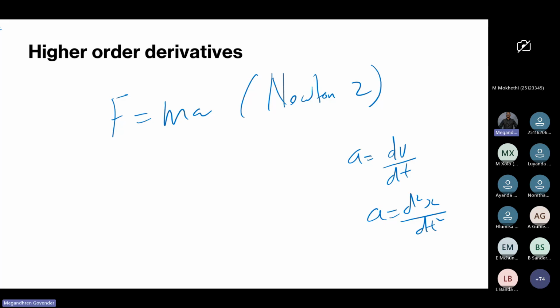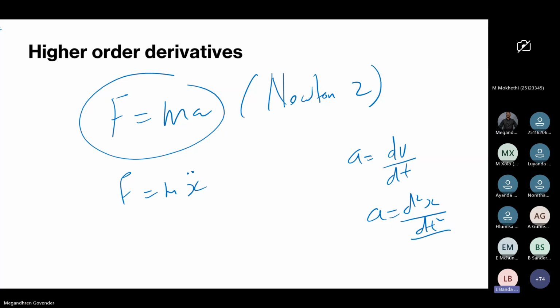So interestingly enough, you can treat this as a differential equation. So the force is equal to m, and you can write that as, say, x double dot, where the dot means derivative with respect to t. So this becomes an equation, a second order equation. So it involves calculus.